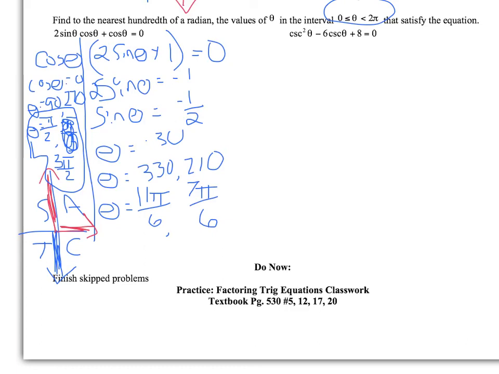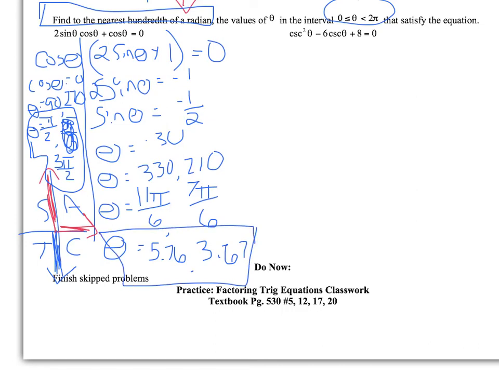And one thing I did notice at the end here, it says find the nearest hundredth of a radian. So I have it in terms of pi right now. To change it in terms of a decimal, what you do is take 11 times pi and divide by 6, and you get 5.76. And you do the same thing, 7 times pi, divide by 6, and you get 3.67.